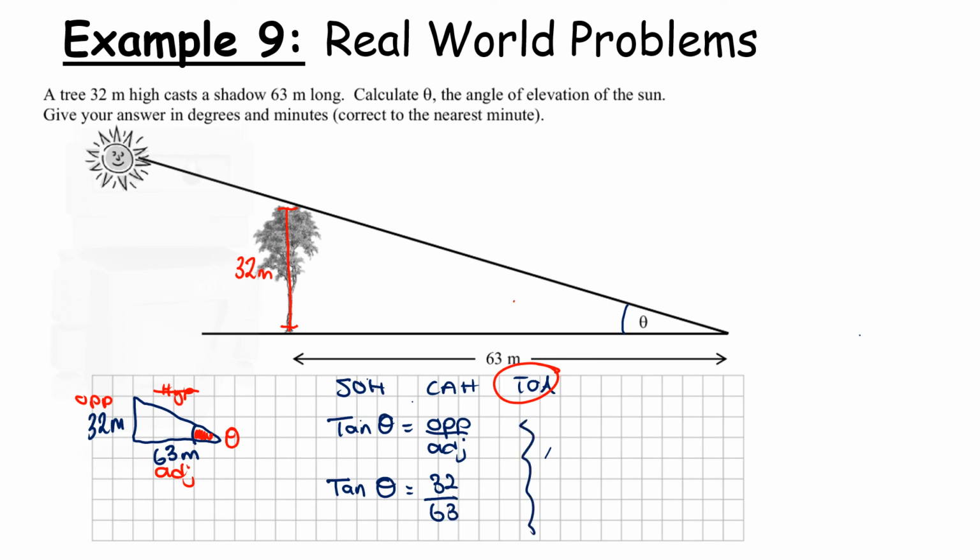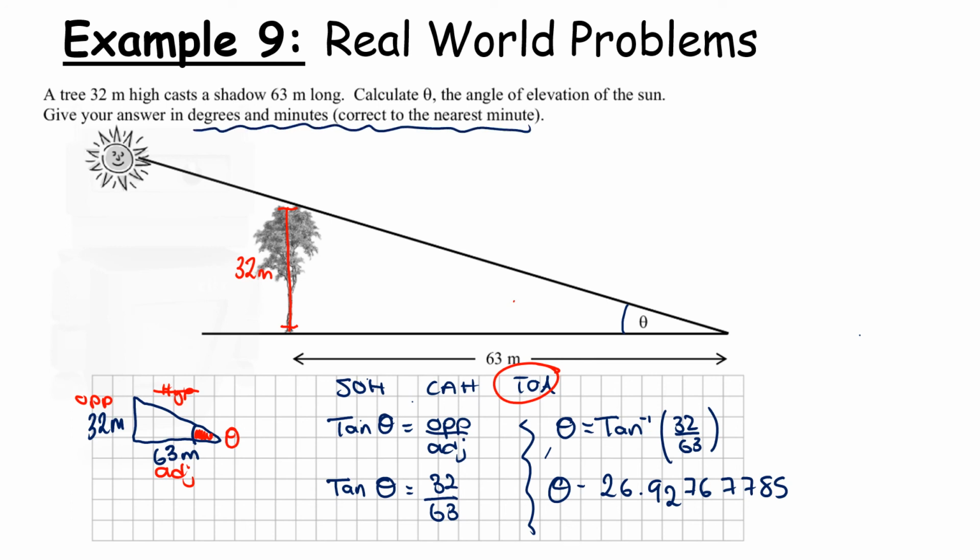So to work out the angle, we use what's called the inverse of the trigonometric ratio. In this case, it's going to be tan inverse of 32 over 63, which we can put into our calculator. And that gives us 26.927677785.